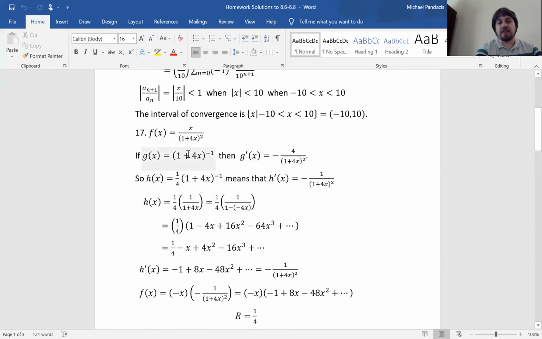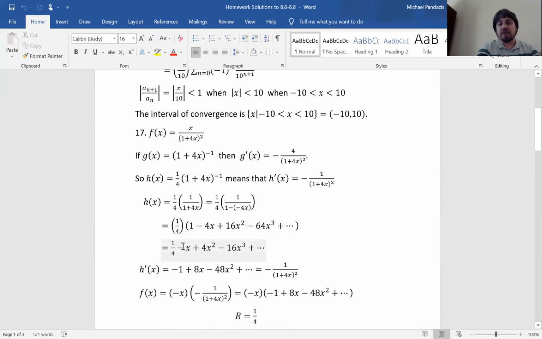Okay, so we have h of x is equal to 1/4 times 1 over 1 plus 4x, which is equal to 1/4 times 1 over 1 minus negative 4x. So I've written it in this form so I can write it as a power series. And so you get 1/4 times 1 minus 4x plus 16x squared minus 64x cubed plus dot, dot, dot. The common ratio is negative 4x, and the first term is 1. Okay, and so I multiplied by 1/4 here to get this sum, 1/4 minus x plus 4x squared minus 16x cubed. I'm just multiplying each of these coefficients by 1/4, distributing the 1/4. Okay, so that's h of x.